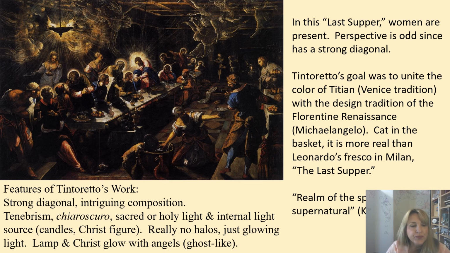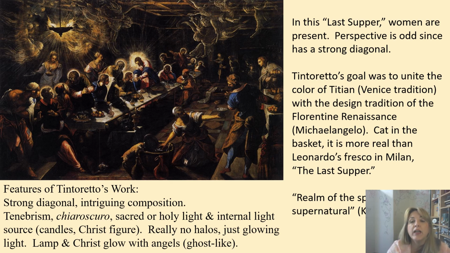Okay, Tintoretto. Here we see tenebrism, and what's one of the features of Tintoretto's work? You also have a strong diagonal. When you see diagonals in artworks, it often is a device to make the viewer uncomfortable, to disconcert them a little bit, to make them shift a little bit. So tenebrism, closely related to chiaroscuro, sacred or holy light and internal light source. Really no halos, just glowing light. Lamp and Christ glow with angels, this kind of ghost-like quality. But light is very much part of this tenebrism. So it has this kind of realm of the supernatural.